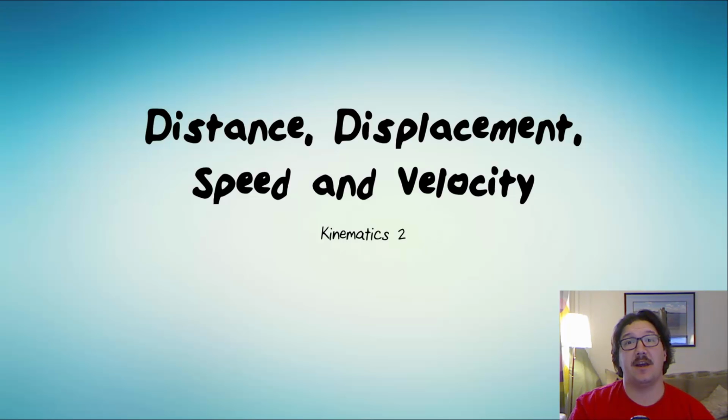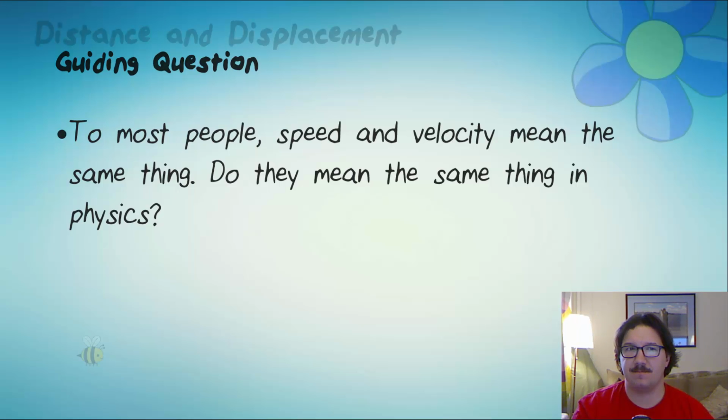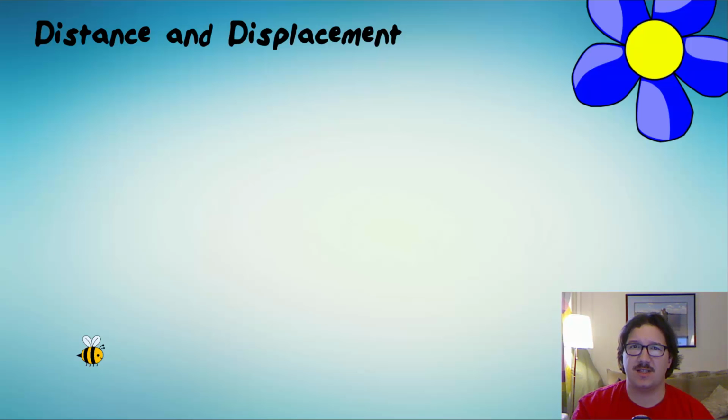The second lesson in kinematics is about distance, displacement, speed, and velocity. The guiding question for this lesson is as follows. To most people, speed and velocity mean the same thing. Do they mean the same thing in physics? We're actually going to start with distance and displacement.